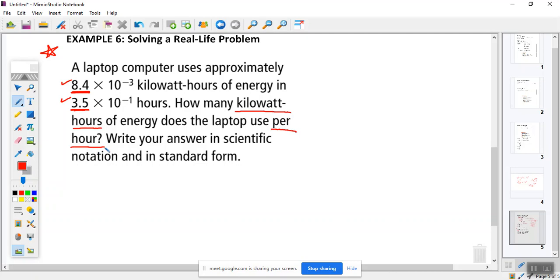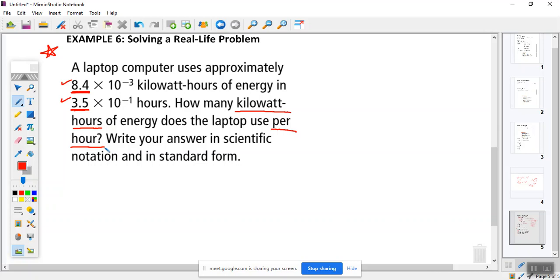I'm going to give you guys a hint on this. Don't ever start in scientific notation. Always start in standard notation. Turn stuff into decimals first to make this work. Okay? So here's the situation. Which of these two numbers in scientific notation, the first one or the second one, represents kilowatt hours?